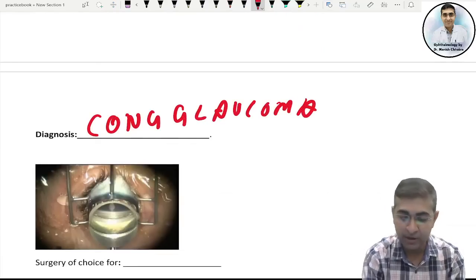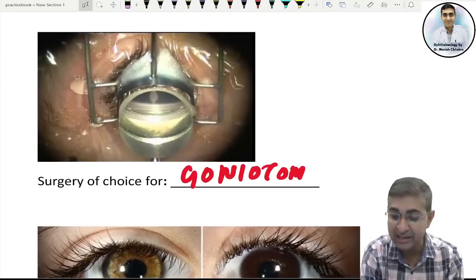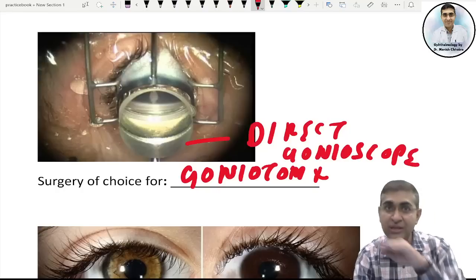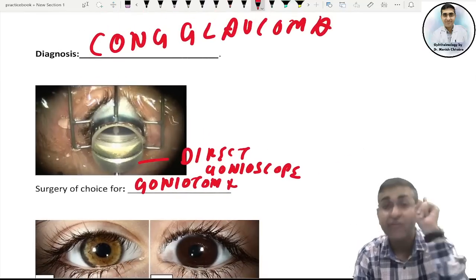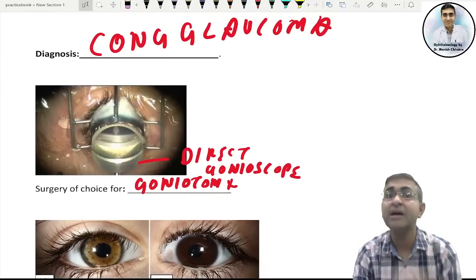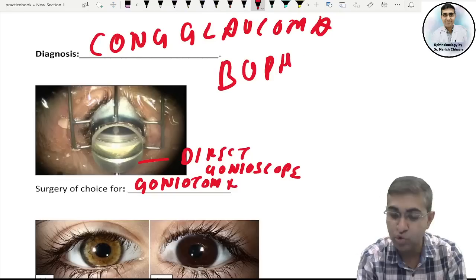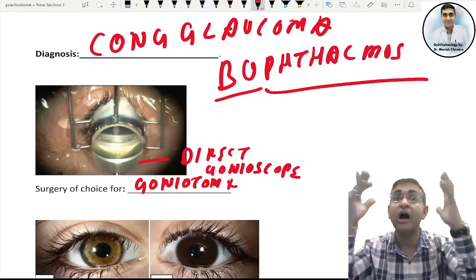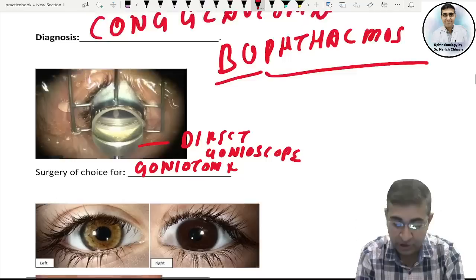Now what is the treatment of choice in congenital glaucoma? Surgery of choice is goniotomy. You can see that under gonioscopic view, this is your direct gonioscope. Under gonioscopic view, you are actually cutting the area of Barkan's membrane. I'm not going into that much detail. One thing you should remember in congenital glaucoma is Haab's striae. Also there is the presence of a bull's eye, known as buphthalmos. Bu means bull, ophthalmos means eye, meaning a large ox-like eye, like the eye of an ox, cow or bull.